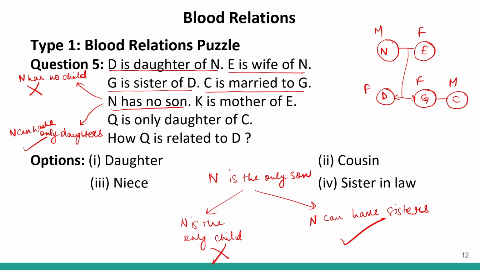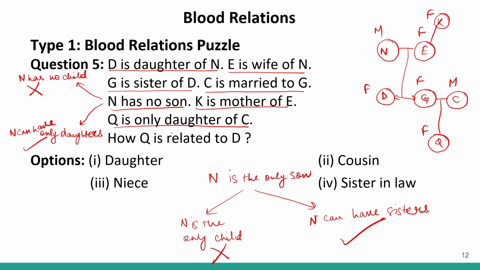Moving forward, K is the mother of E. So K is the mother, that means K will be over here. Mother means female. K is the mother of E. Correct? It will be like this. Q is the only daughter of C. So Q is the only daughter, that means Q will be over here, female.